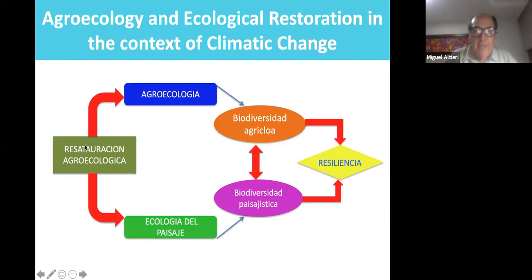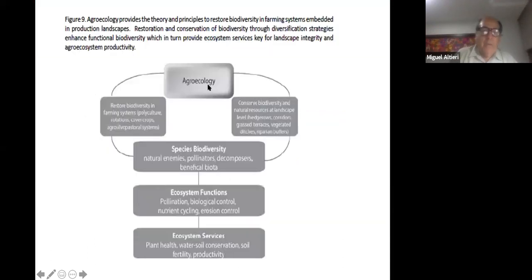So again, this is in Spanish, but here we have agroecological restoration, agroecology, and landscape ecology. Landscape ecology provides landscape biodiversity, agroecology provides agricultural biodiversity, and both of them are important in establishing the resiliency of the farm. So with agroecology, we can restore the biodiversity in the farming systems, but also we can conserve the biodiversity and the natural resources at the landscape level with hedgerows, corridors, terraces, vegetated ditches, riparian buffers, etc.